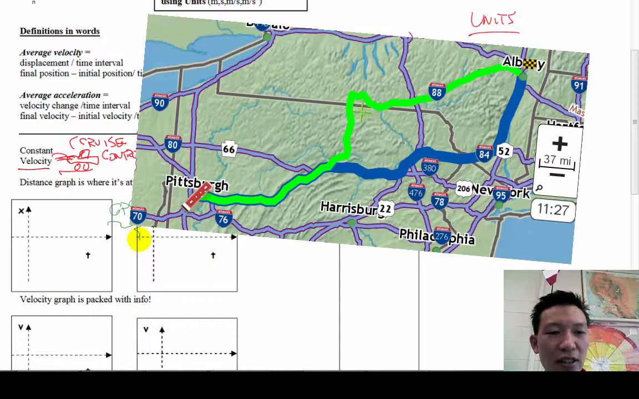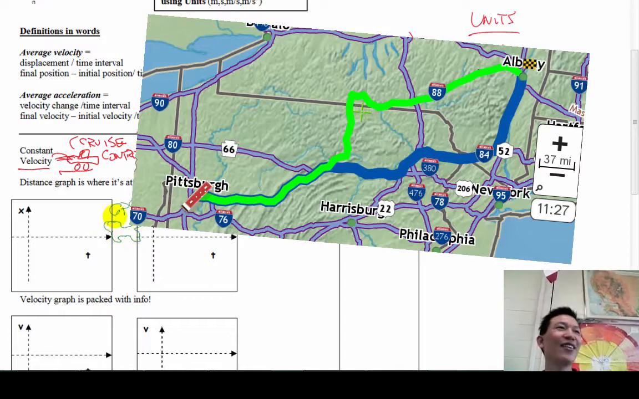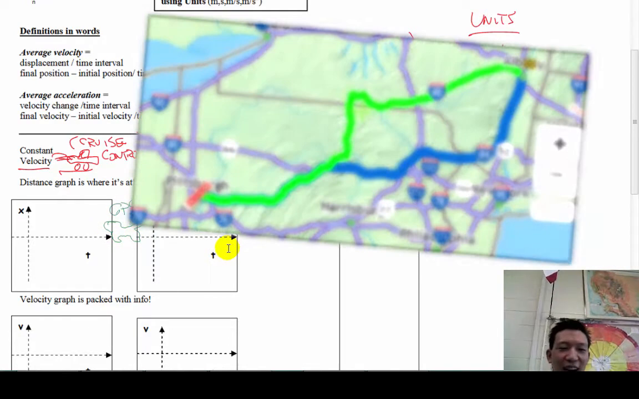This is supposed to be a map of the United States. Good thing I don't teach social studies. There you go. That's supposed to be like a little GPS there.